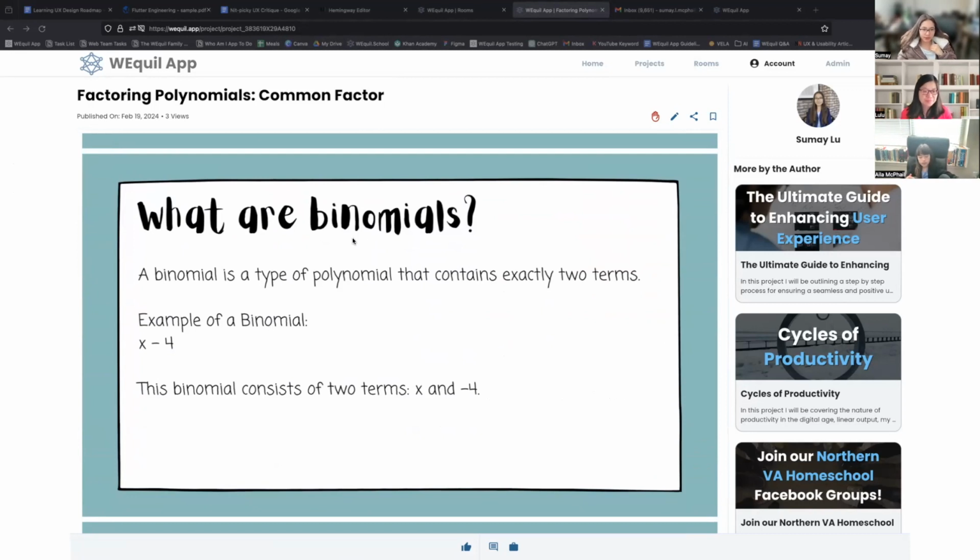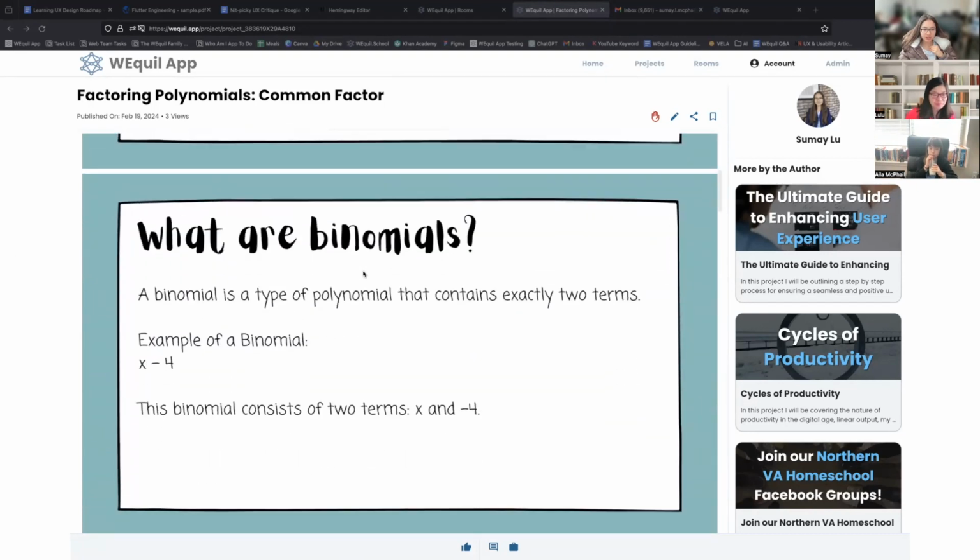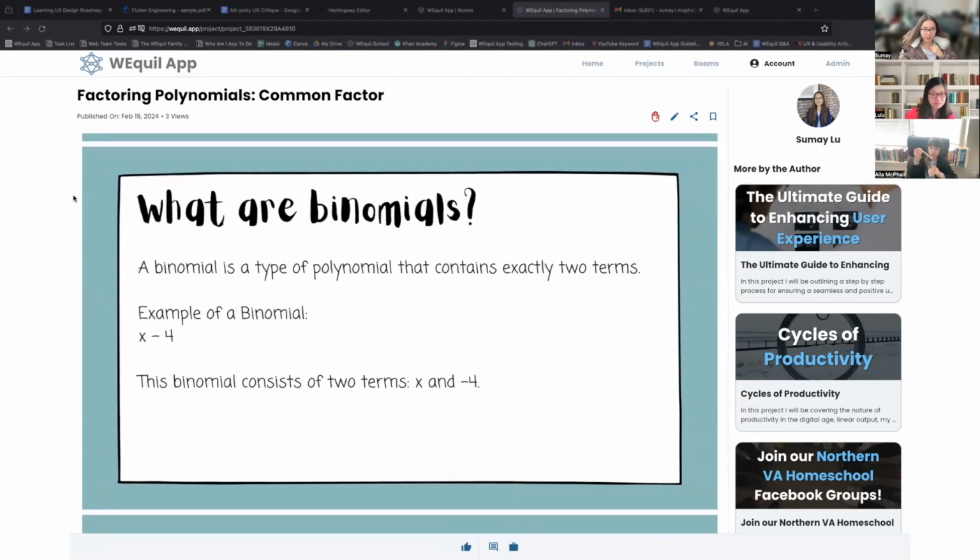So for example, a binomial is a type of polynomial that contains exactly 2 terms. An example of a binomial is x minus 4. While our definition of polynomial says it must have coefficients, technically x by itself still has a coefficient of 1. So this is still a polynomial. And as you can see, this consists of 2 terms, x and minus 4.